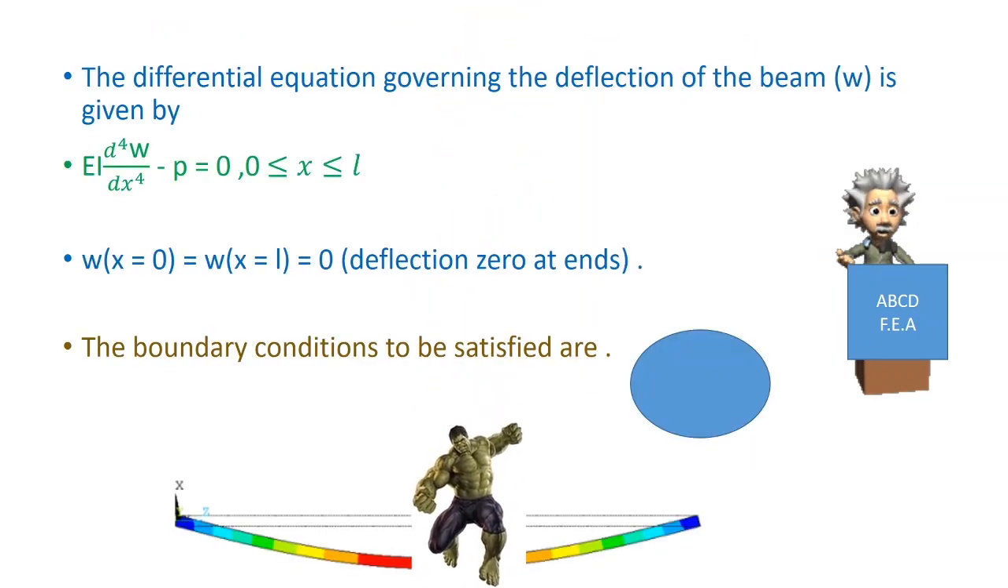Again this Hulk is jumping. Okay, now if you see, this is our fundamental deflection equation, EI d⁴w by dx⁴. W is the deflection, or you can call it a trial function.